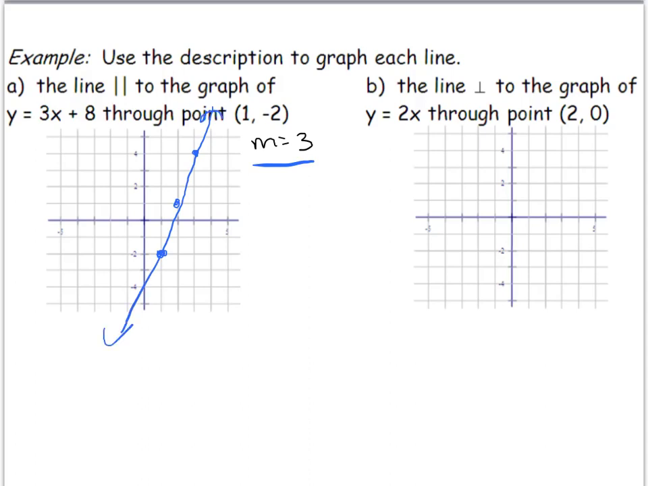I would like for you to do B, please. Remember, I want a line perpendicular to this graph through the point. All right, so hopefully you notice that your slope here is 2. If they're perpendicular, they have to be opposite reciprocal, so the opposite reciprocal would be a negative 1/2. So I'm going to plot my point at 2, 0, and then go down 1 over 2. Or you go up 1, back 2. Either way, this is the line you should have gotten.